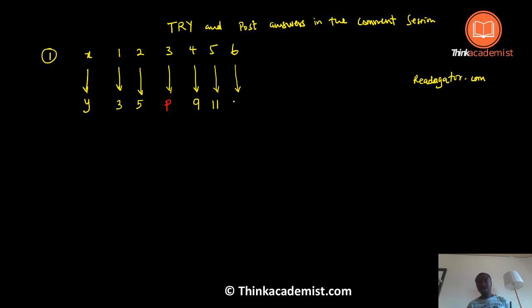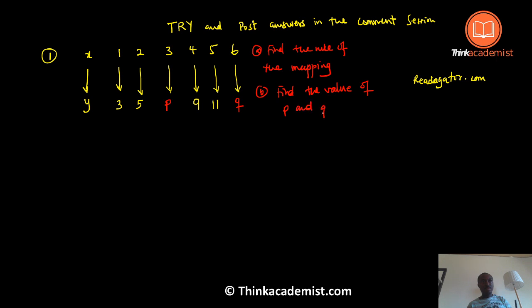So we have 11, 9, 11, and then we have another one Q. Okay, so the question is A, find the rule of the mapping. B, find the value of P and Q. I think I'm going to leave it very simple. I'm just going to put 2, maybe 3.